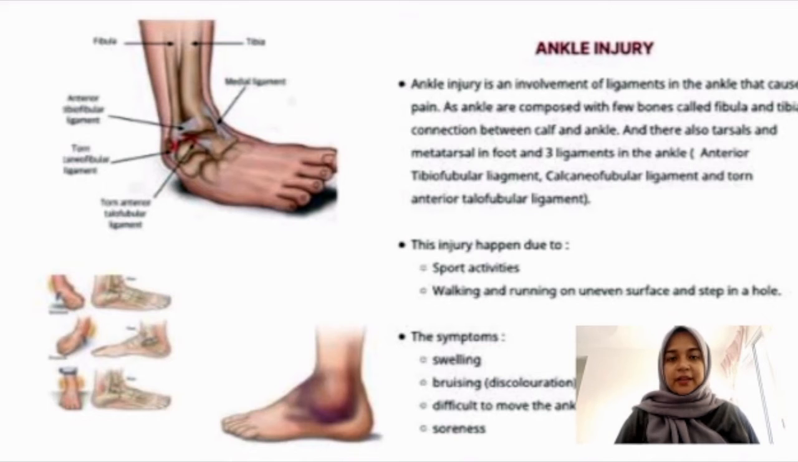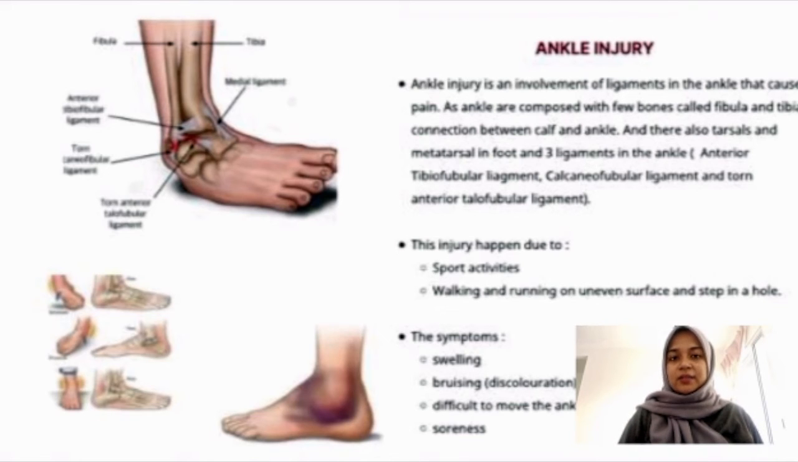Hi, I am NURSYAFIQA. So now I'm going to present my part, which I choose is ankle injury. Ankle injury is an involvement of ligament in the ankle which can cause an ankle sprain and also swelling. The ankle is composed of a few bones, the fibula and tibia, which connect your ankle and calf, and also the tarsal and metatarsal in the foot. The three ligaments involved in ankle sprain are the anterior tibiofibular ligament, the calcaneofibular ligament, and the torn anterior talofibular ligament.